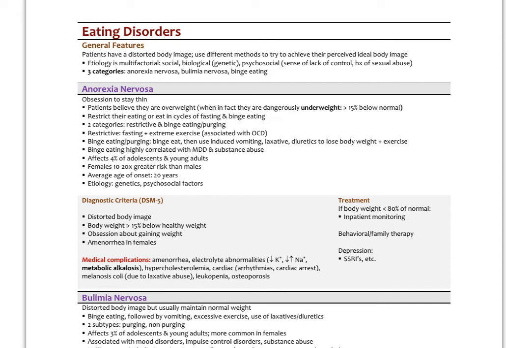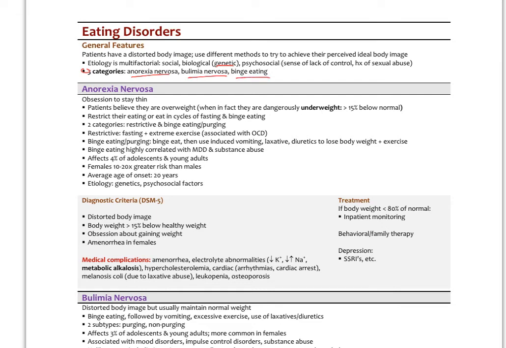The general features of eating disorders is that patients have a distorted body image. They use different methods to try to achieve their perceived ideal body image. So already we're starting with an inner imagination, and they feel they need to try to meet that inner imagination. The etiology is multifactorial, so social, biological, including genetic, psychosocial issues like a sense of lack of control, history of sexual abuse, all go into the causation of eating disorders. There's three basic categories: anorexia nervosa, bulimia, and binge eating.